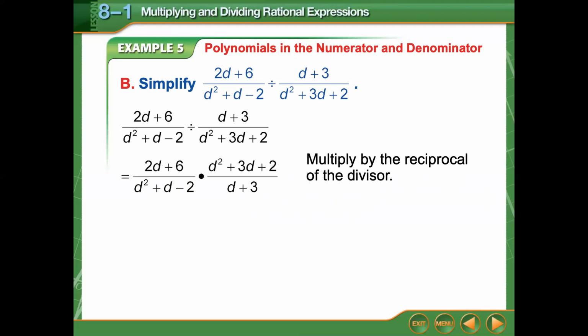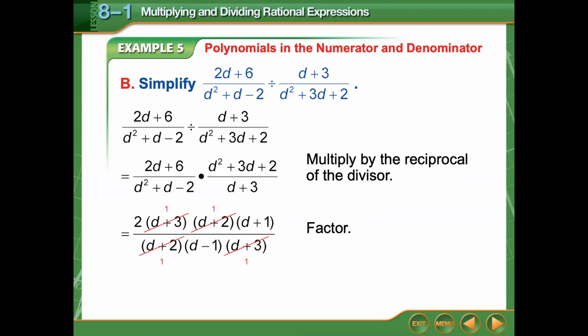So we're going to factor and cancel out the like factors in the numerator and the denominator. We're going to factor out a 2 from 2d plus 6 to get 2 times d plus 3. And we're going to factor d squared plus 3d plus 2 by getting d plus 2 times d plus 1. And we're going to factor d squared plus d minus 2 to d plus 2 times d minus 1. We can only cancel them out if they actually are true pairs.